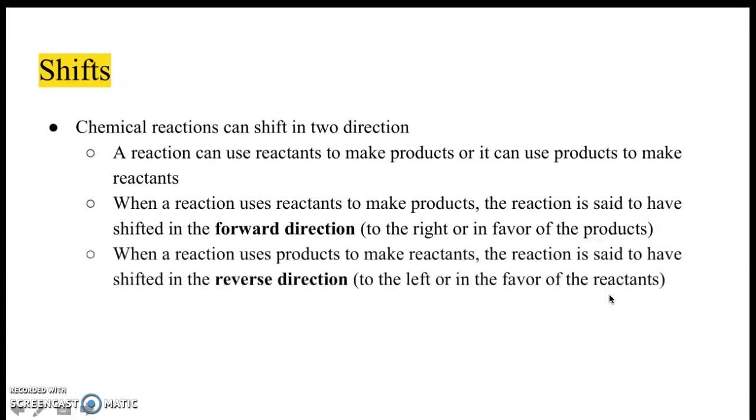An equilibrium can also shift where it's using the products to make reactants. This reaction is said to have shifted in the reverse direction. It can also be referred to as a left shift or favoring the reactants. So sometimes the terminology with these questions can be a little confusing because there's a few ways to say the same thing. Favoring the forward direction, shifting to the right, favoring the products. All three of these phrases mean the same thing. Just like shifting in the reverse direction means shifting to the left or favoring the reactants.